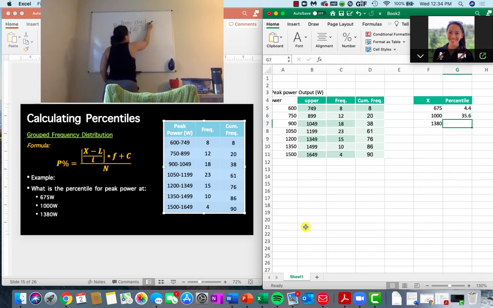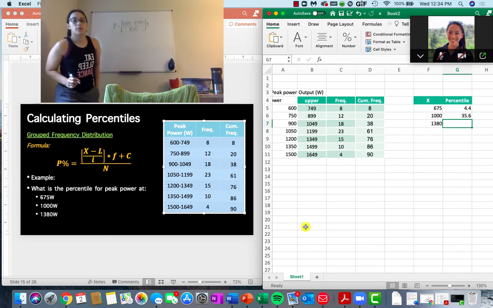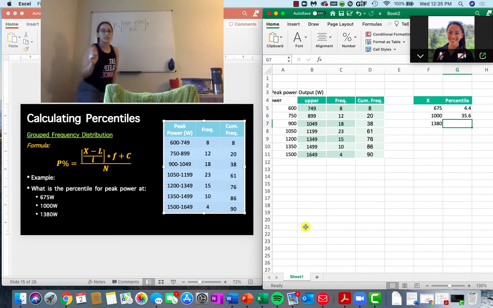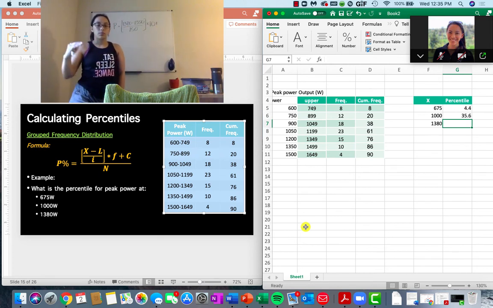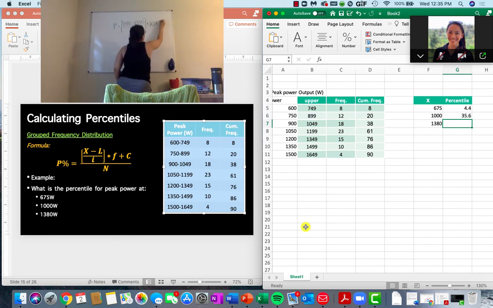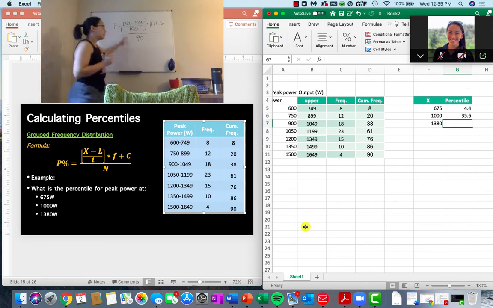Times the frequency of the group that 1380 lies within, which is going to be 10. Plus the cumulative frequency of the group that performed worse than the group that 1380 lies within, so that would be 76 if my vision serves me correctly. Our sample size is still 90, and then we would multiply whatever we get out of this by 100.